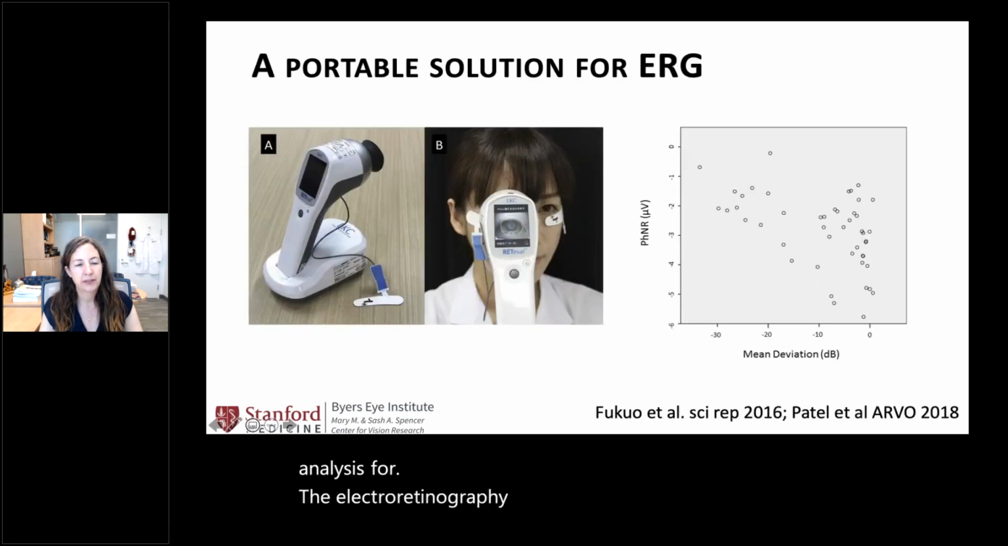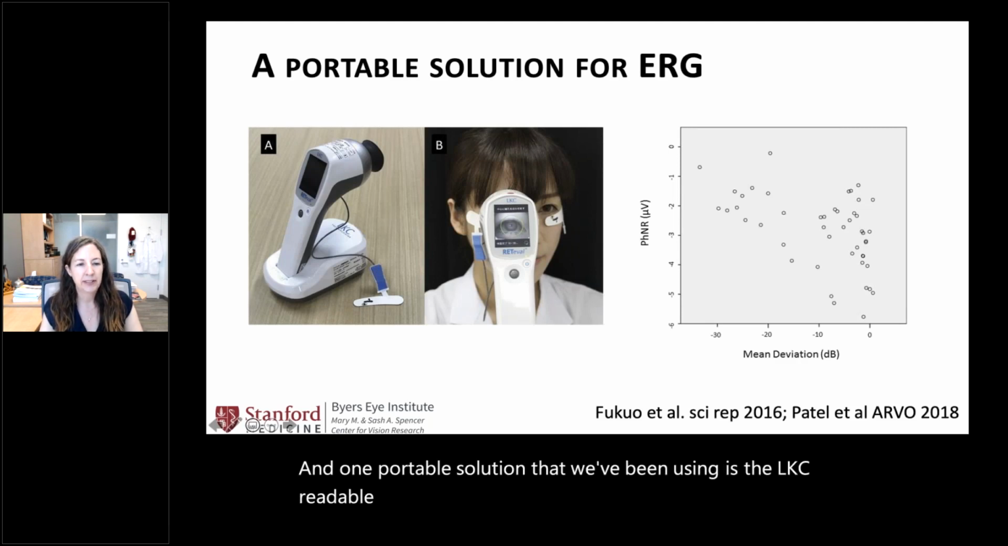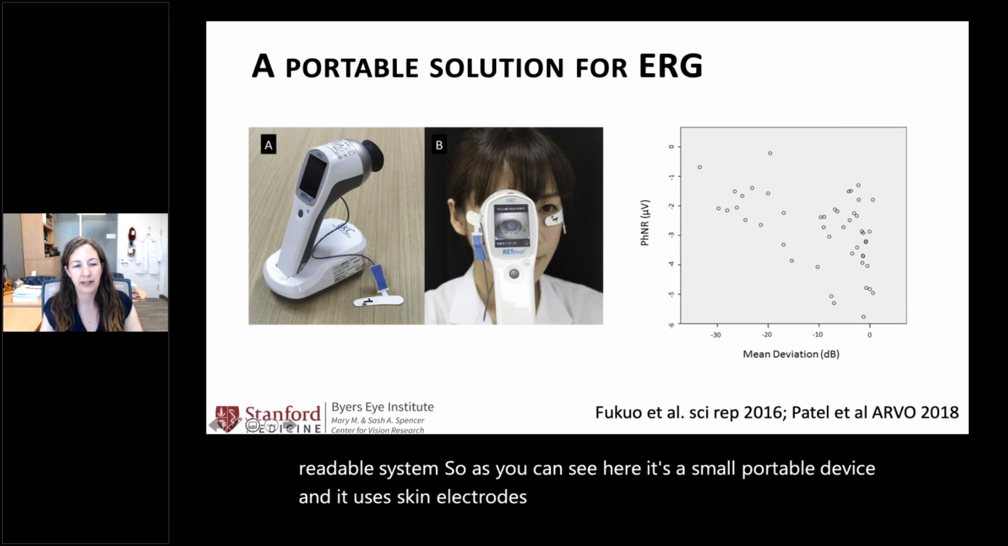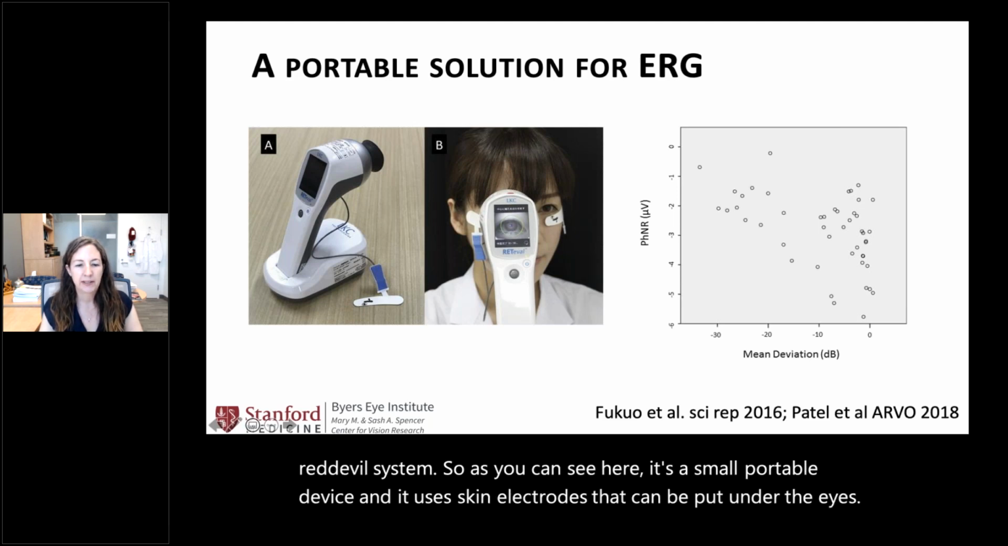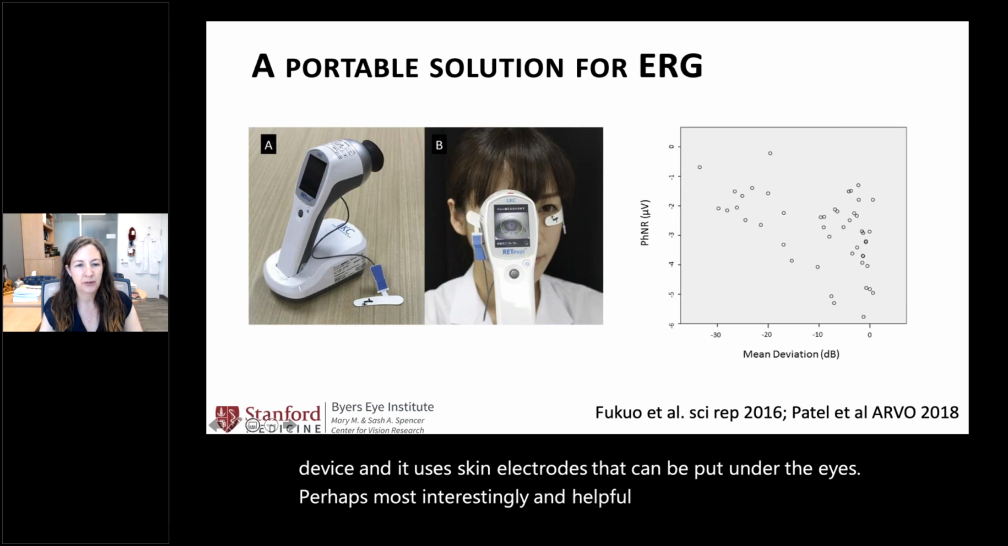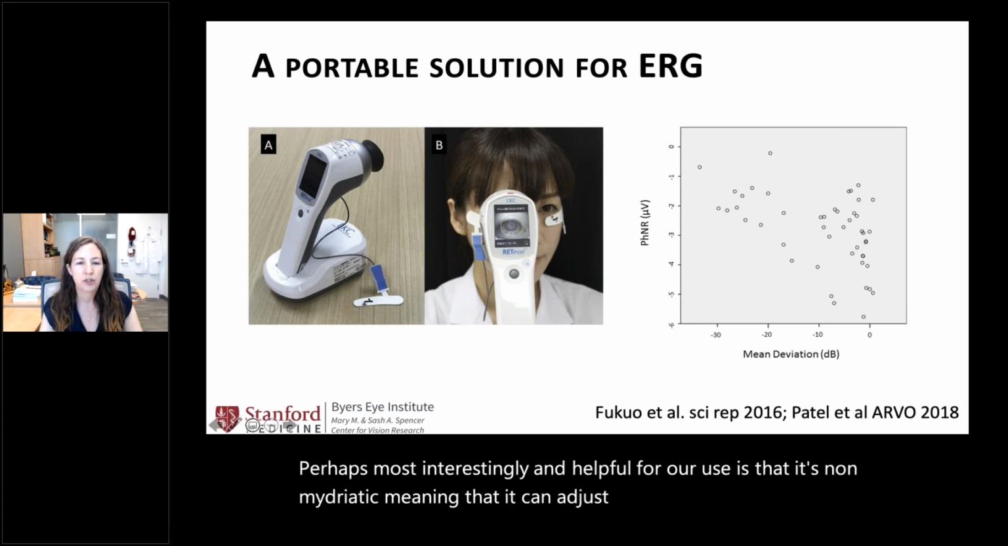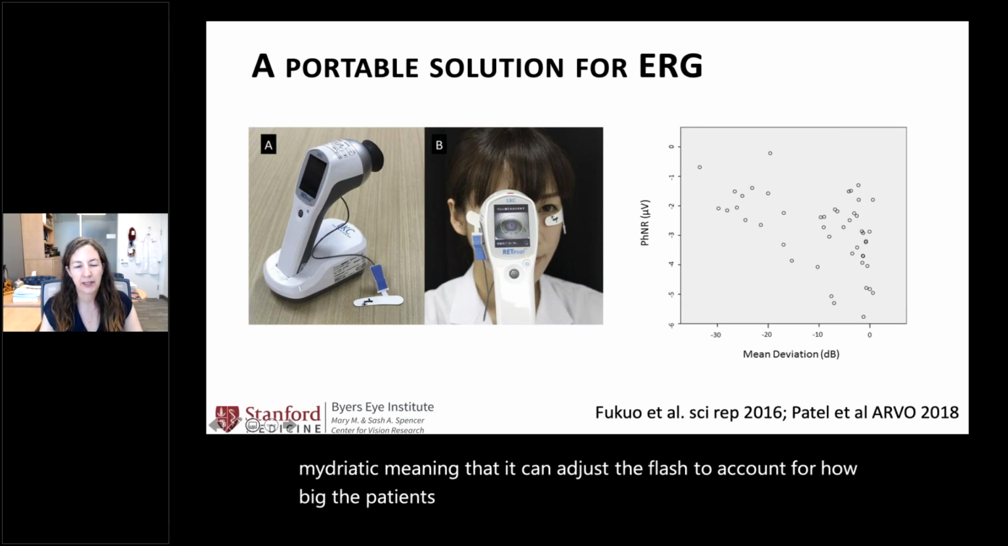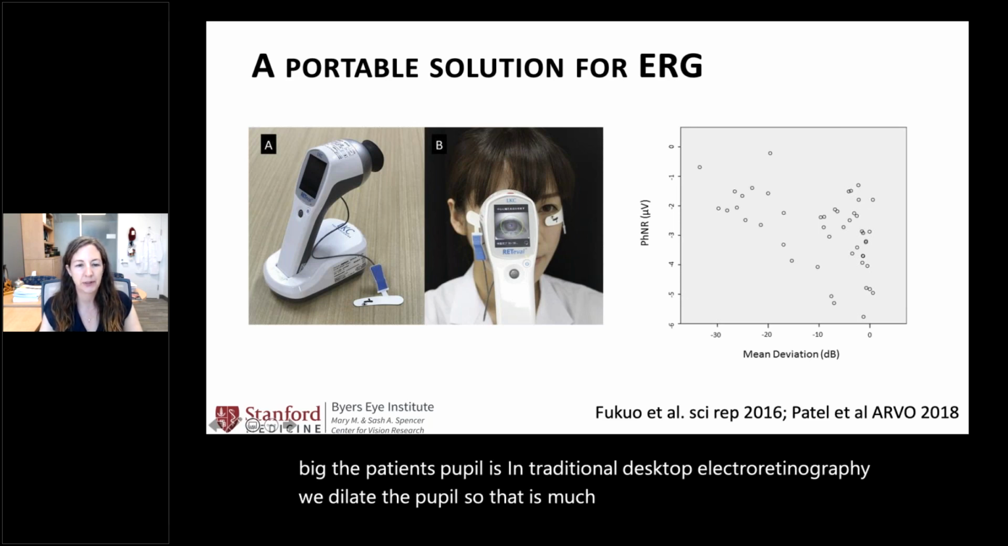And one portable solution that we've been using is the LKC RETeval system. So as you can see here, it's a small portable device, and it uses skin electrodes that can be put under the eyes. Perhaps most interestingly and helpful for our use is that it's non-mydriatic, meaning that it can adjust the flash to account for how big the patient's pupil is. In traditional desktop electroretinography, we dilate the pupil so that as much light can get in as possible.